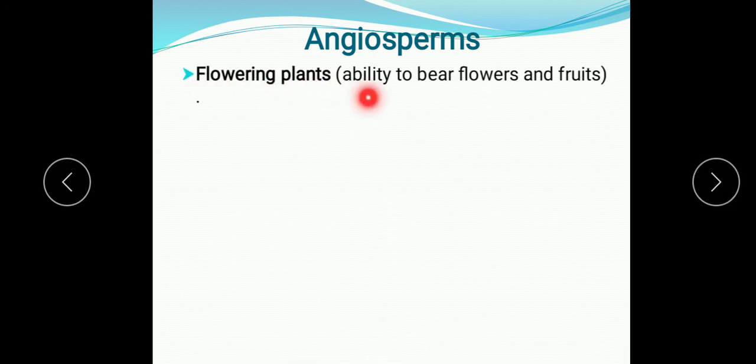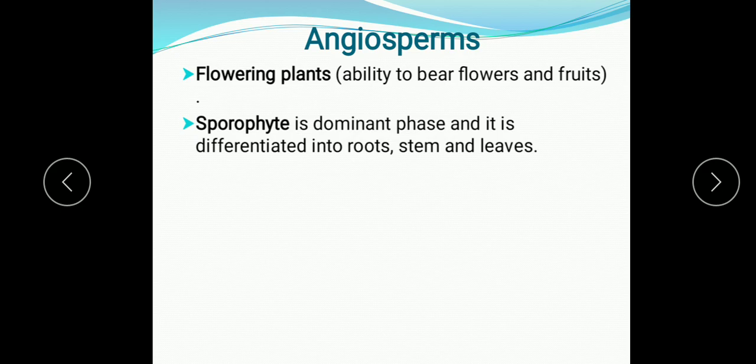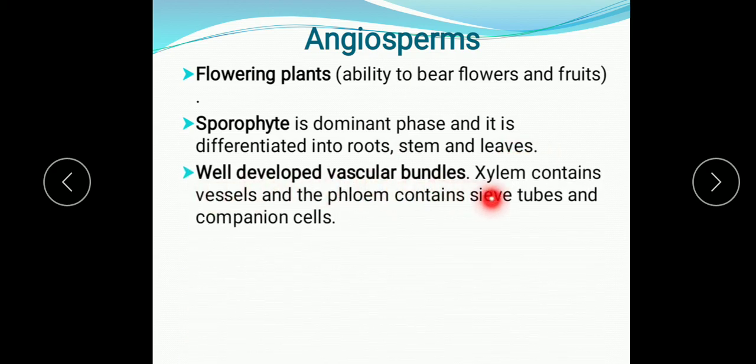Now angiosperms. Angiosperms are the flowering plants. About flowers and flowering plants you have studied in your previous, lower classes already. So flowering plants have the ability to bear flowers and fruits. Here the most prominent feature of the angiosperm is the ability to bear flowers and fruits. The sporophyte is the dominant phase, and it is differentiated into root, stem, and leaves. They have well developed vascular bundles, which means xylem contains vessels and phloem contains sieve tubes and companion cells.